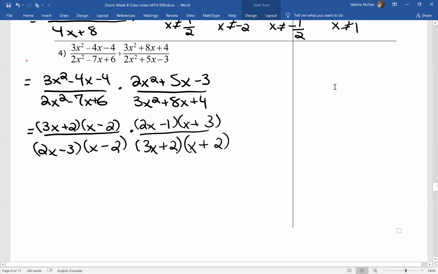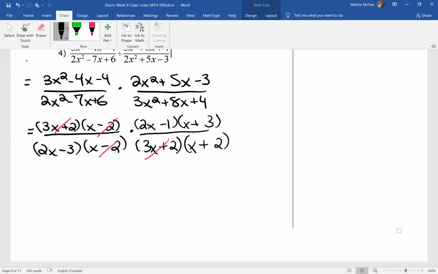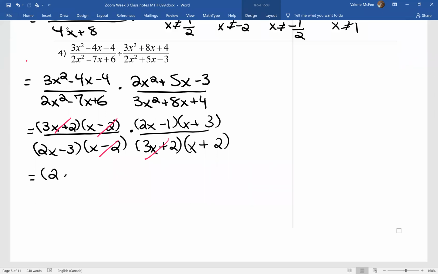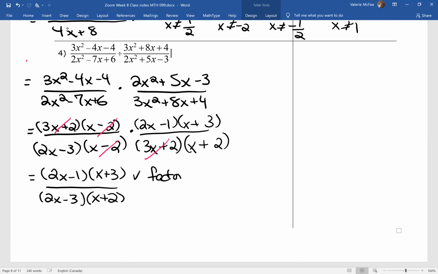So again, you've changed this to multiplication by the reciprocal and then factored everything. We have common factors of 3x plus 2, x minus 2. Is that out? Looks like that's it. So we're left with 2x minus 1 times x plus 3 all over 2x minus 3 times x plus 2. This is your answer in factored form. If factored form is not asked for, you're going to need to open the brackets.